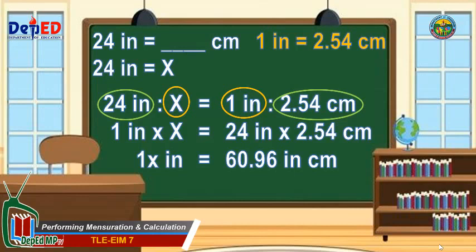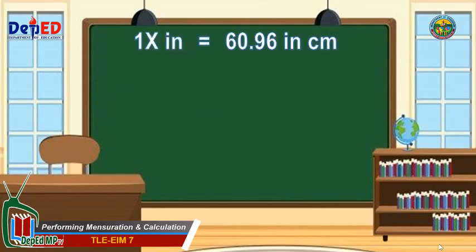Now, since we are looking for the value of X, we should remove everything that is attached to it. What are the things or values that are attached to our X in this equation? That's the number 1 and the unit inches. So we should remove all of those. How do we do that? How do we remove what is attached to X?